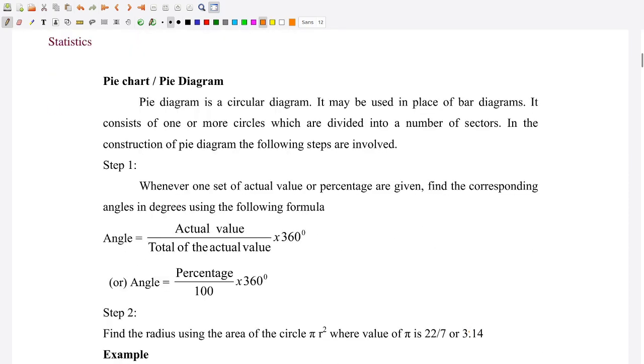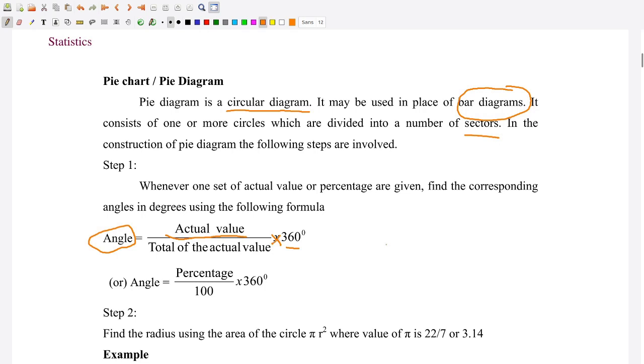Next is the pie chart, or pie diagram. What is this? This is a circular pie-shaped graph, and it could also be used in place of bar diagrams. It consists of a circle which is divided into a number of sectors. How can you know what size one sector has? We can calculate the angle of that particular sector by dividing the actual value of the data by the total value and multiplying by 360 degrees.